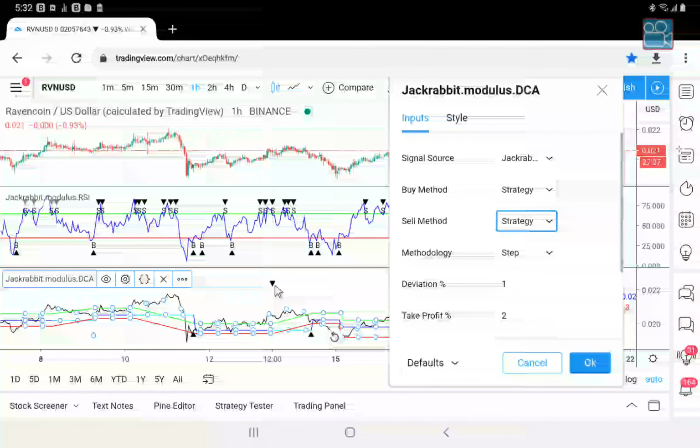So short of a market apocalypse, Jackrabbit's dollar cost averaging module will always give you a profit. The one thing you are not guaranteed is how long it will take for you to make that profit.